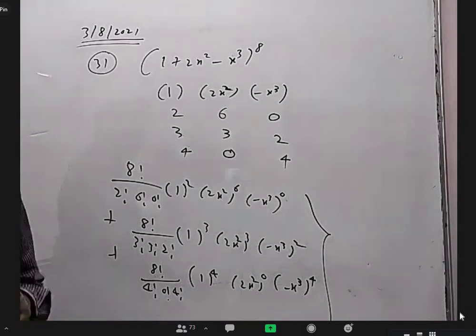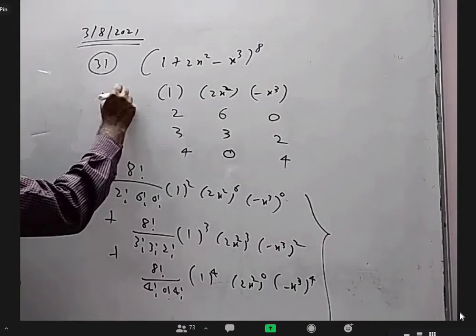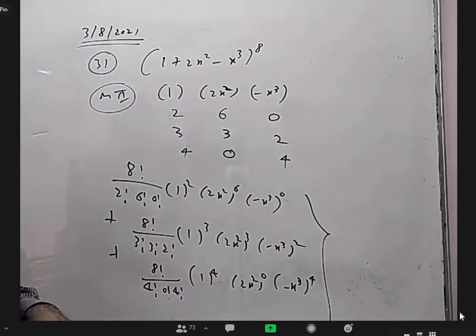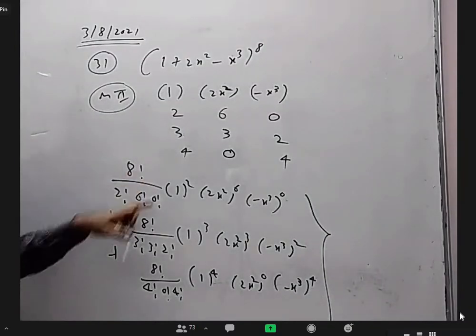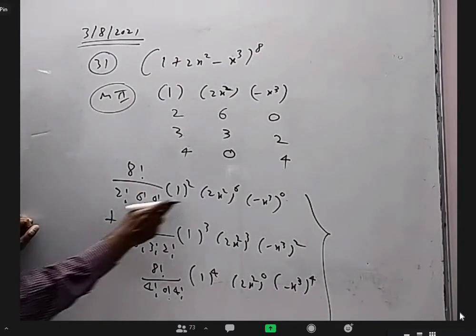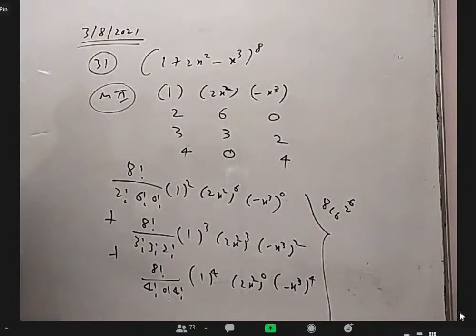what I want to tell you here is whether you use the binomial theorem, the previous method, or the trinomial theorem, the present method, the answer is same. Simplification is same, not just the final answer. The in-between steps are same. You can see what is this, 8 factorial by 2 factorial into 6 factorial? It is 8c6 into 2 power 6 only.